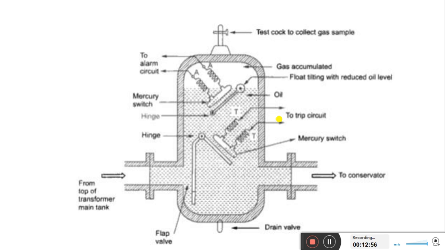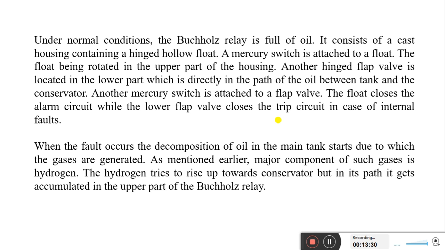or arcing inside the transformer tank, or in case of overloading of the transformer due to excess heat generation. In all the cases, the transformer oil gets decomposed and gases are produced, and these gases rise towards the top side, so the mercury switch gets operated and the relay is used for the protection of the transformer. So this was a very simple circuit and operation of the Buchholz relay.